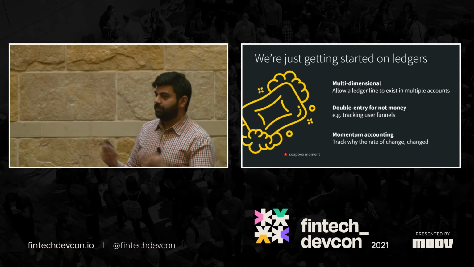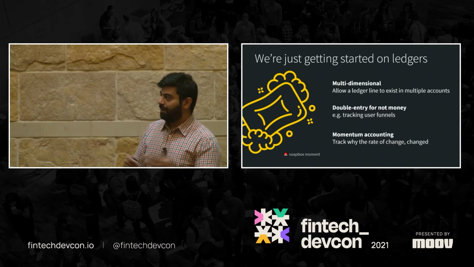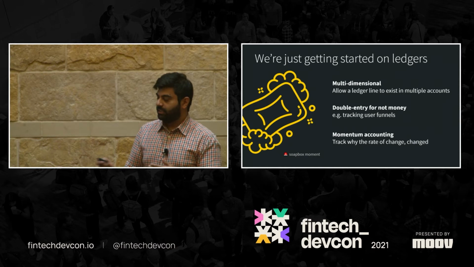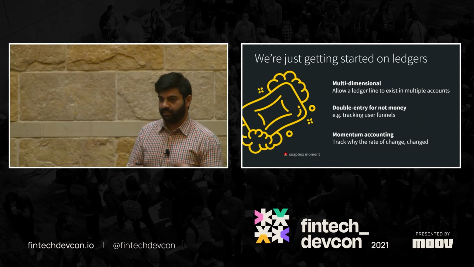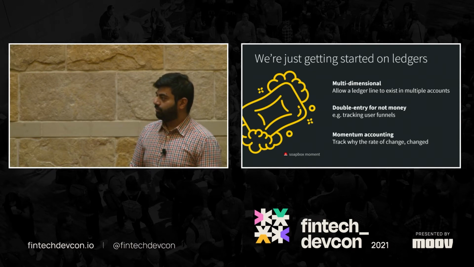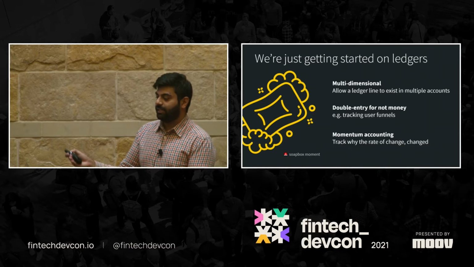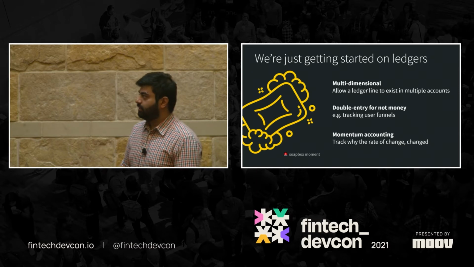And so some of the problems might be easier to solve by adding more dimensions to the ledger, instead of adding more and more accounts, or trying to keep the same data structure and adding more capabilities to the ledger.